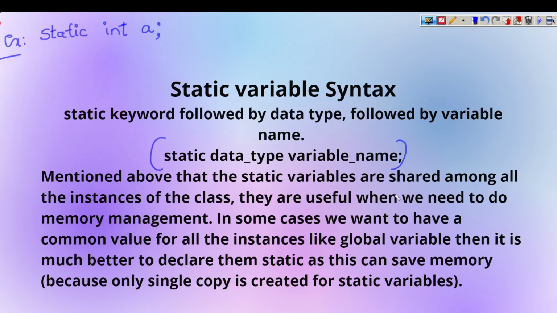As mentioned above, the static variables are shared among all the instances of the classes. We have seen this. They are useful when we need to do memory management, because the static variable will be loaded in your JVM only once. In some cases, we want to have a common value for all the instances, like a global variable. Then it is much better to declare it static, as this can save memory because only one single copy is created for a static variable. So whenever you want one variable for the whole program to be the same, you can use it as static. So these static variables are like global variables.